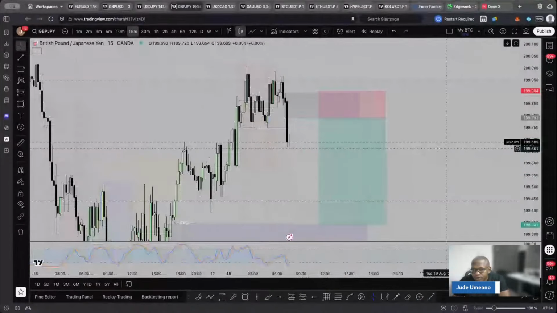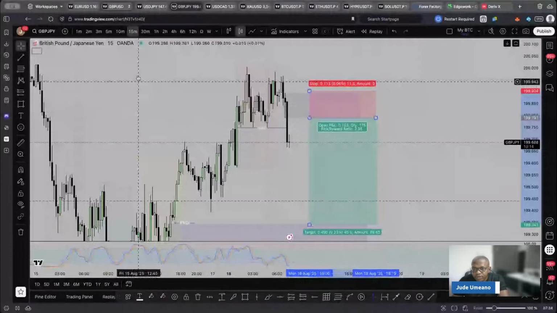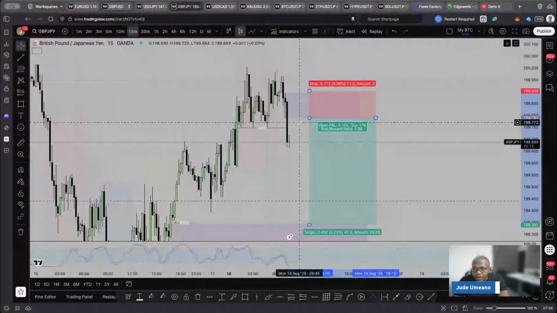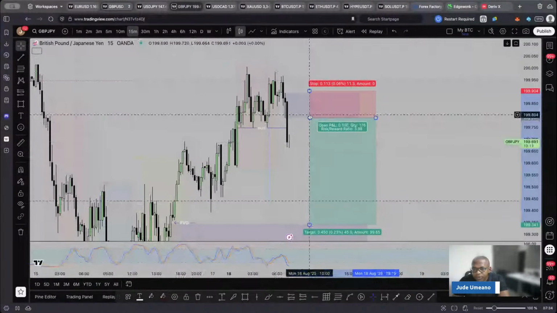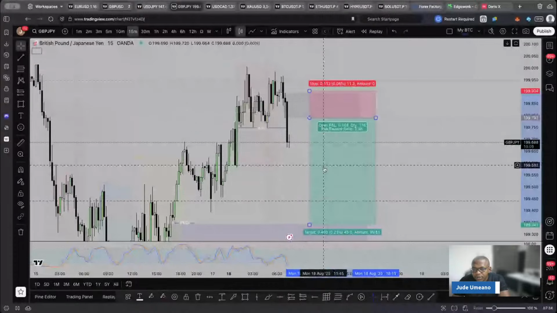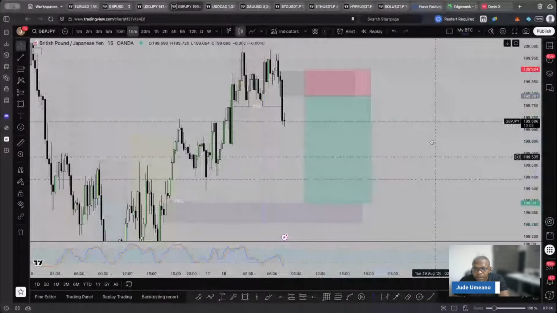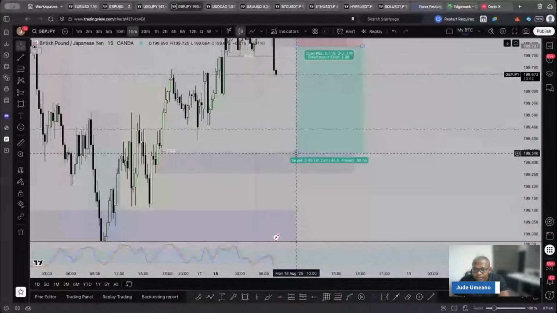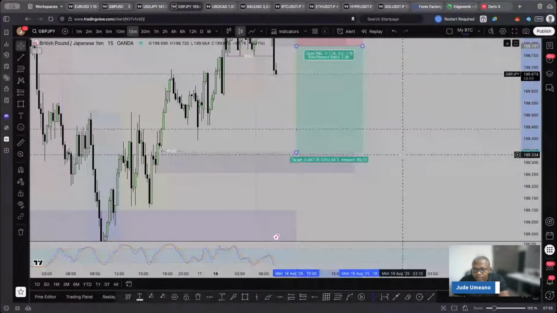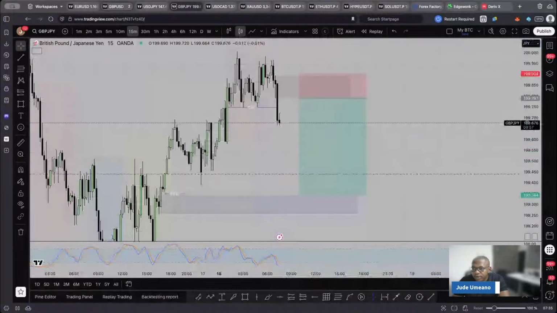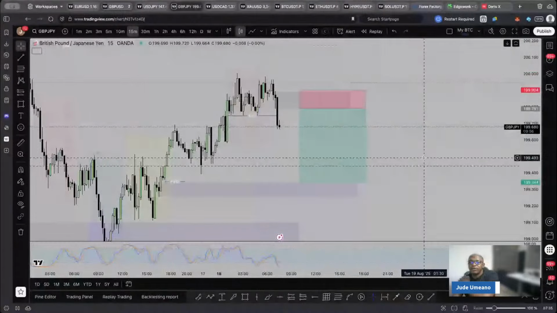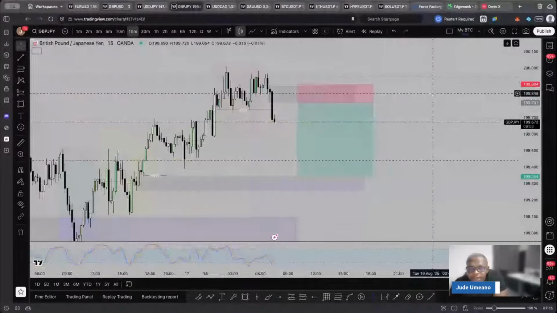So this is how I want to take this trade, taking a short position on GJ. If we tap into this zone, you want to see this ticking down all the way down to this next demand zone. This is what I consider for a trade on GJ.